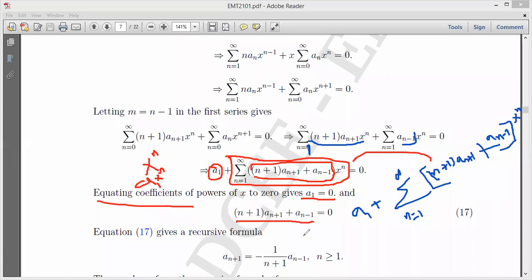Is that okay? So if you get this and you substitute, when you substitute, you get, rather you have now two equations. You have the a1, which was equal to 0, and then you have this one, which is n plus 1, then an plus 1 plus an minus 1. But from this, we can make our an plus 1 the subject. Remember, these are like what we call recurrence relations.